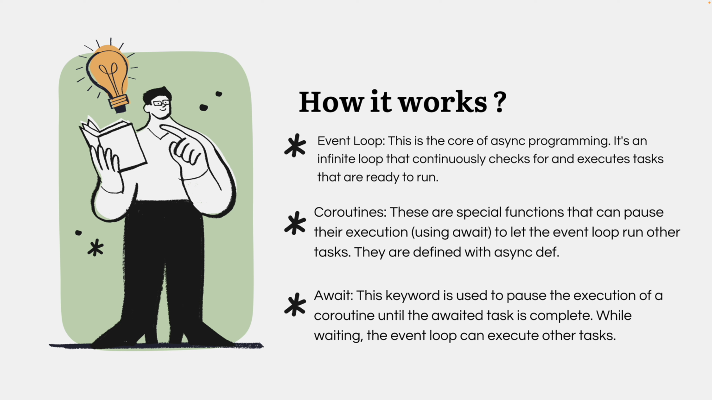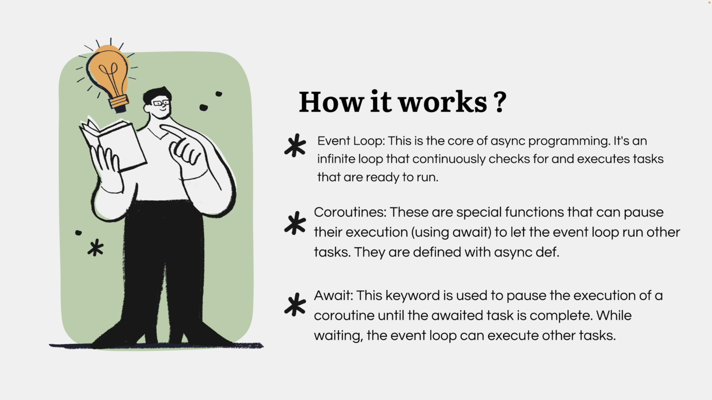Within coroutines, or within asynchronous functions, we use await. Await is used to pause the execution of a coroutine until the task is completed. While waiting, the event loop can execute other tasks. So these are the main three concepts of async.io, which signify asynchronous programming concepts and help with concurrency, better responsiveness, and better efficiency, or better resource utilization, especially for tasks that are waiting for IO operations.